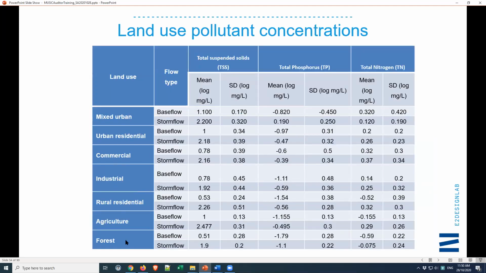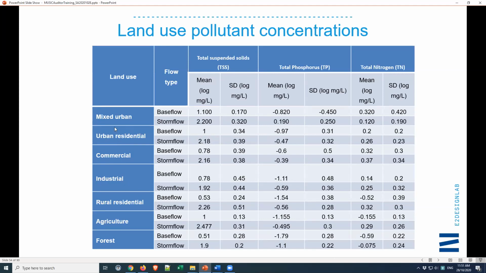These land uses also cover the non-urban land uses. So if you've got agricultural areas, farming, forest areas, rural residential, these give you some better pollutant concentrations to represent those areas than using the urban, obviously, and I would commend them to you.